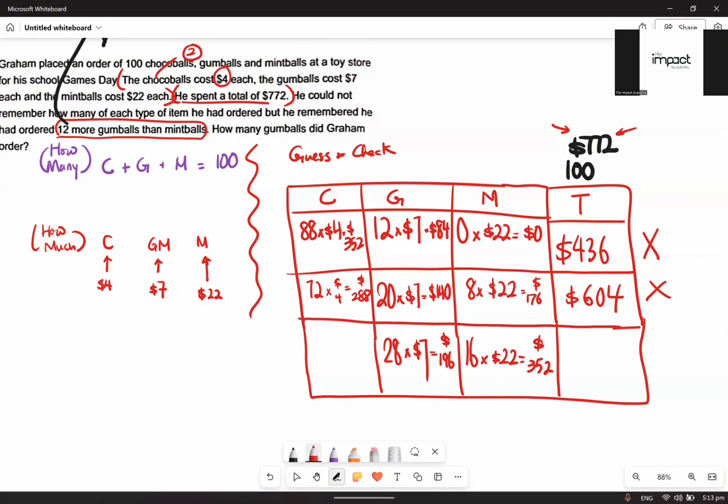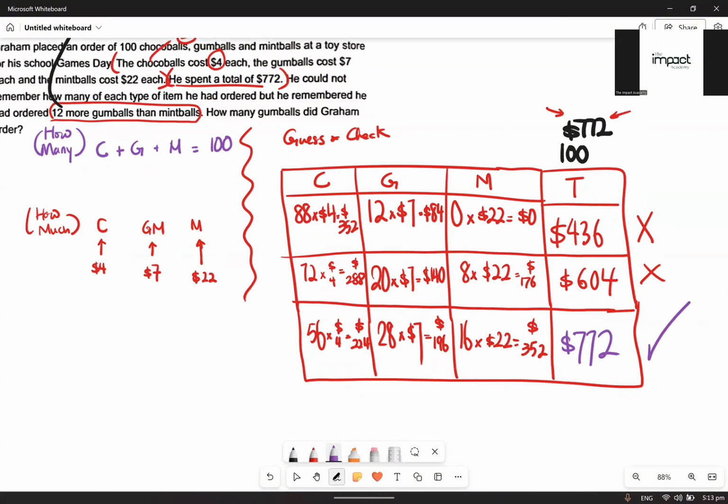Well, for choco, I will do 100 minus 28 minus 16. We get to 56 times $4, and we get to $224. And from here itself, you can see that 224 plus 196 plus 352, you will get to, oh wow, you get to 772. And therefore, how many gumballs did Graham order? Fix your eyes on gumballs, 28, which is the G. Very good. So therefore, your answer for this has to be 28 gumballs. Okay, and that is your answer for this question.